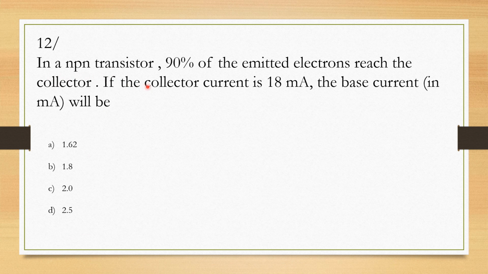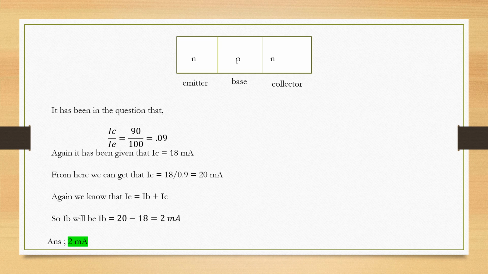Then, in an NPN transistor, 90% of the emitted electrons reach the collector. If the collector current is 18 milliampere, the base current in milliampere will be, and the options are 1.62, 1.8, 2.0 and 2.5. So here is the solution. This is an NPN transistor; here is the emitter, this is the base and this is the collector.